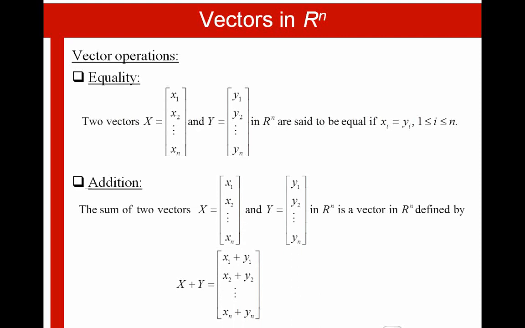Addition. How do we do addition with vectors? The sum of two vectors x and y in Rn, as seen here, is obtained by adding the corresponding elements of the two vectors x and y to obtain x plus y: x1 plus y1, x2 plus y2, etc. to xn plus yn.